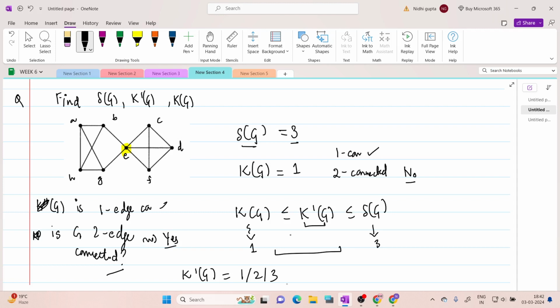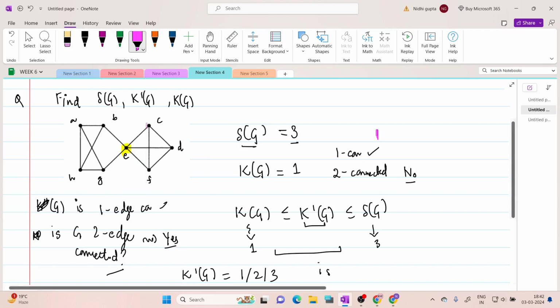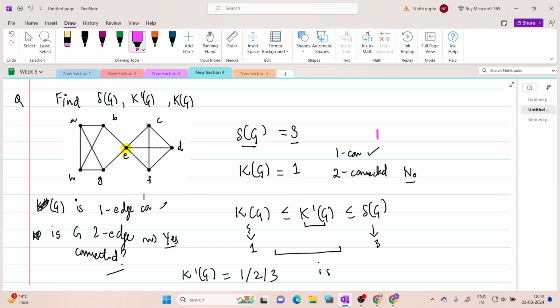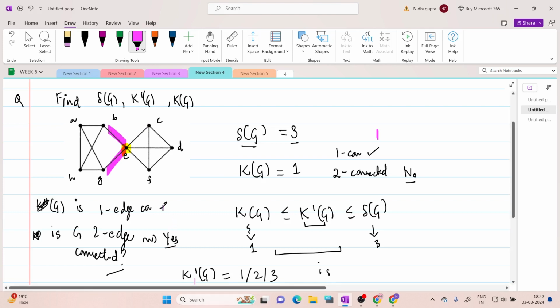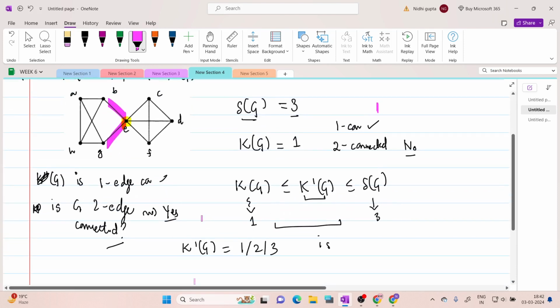Now, what about three? Is it three edge connected? No. Why? Because on removal of two edges, the graph is disconnected. Which two edges? B, C and G, C. Sorry, B, E and B, G. This one, right? Yes. If we remove these two edges, the graph becomes disconnected.